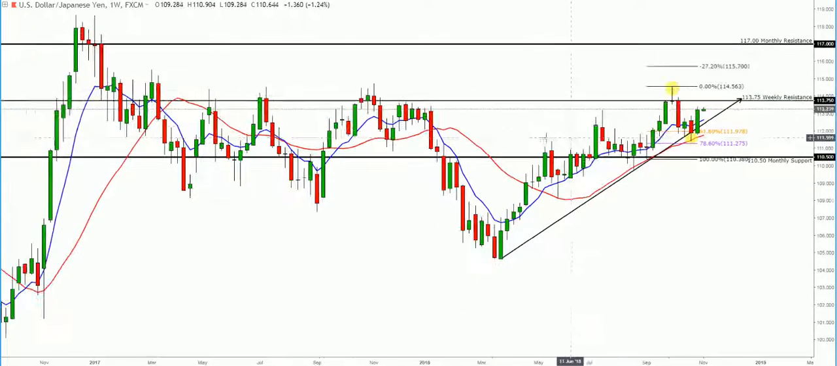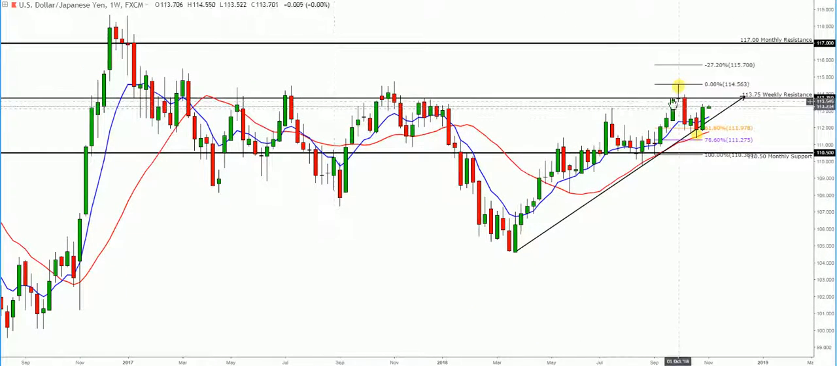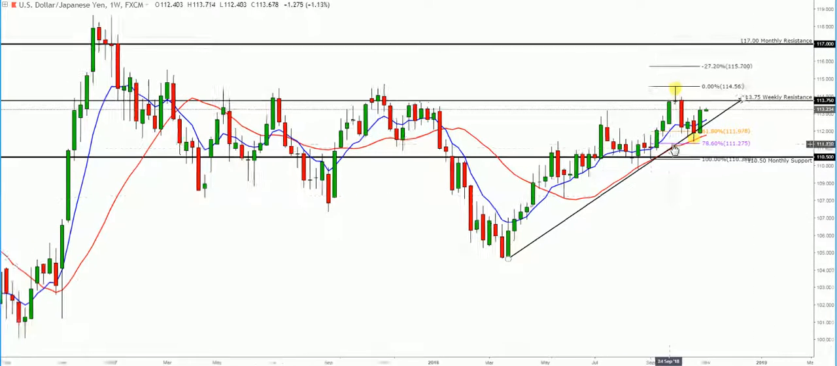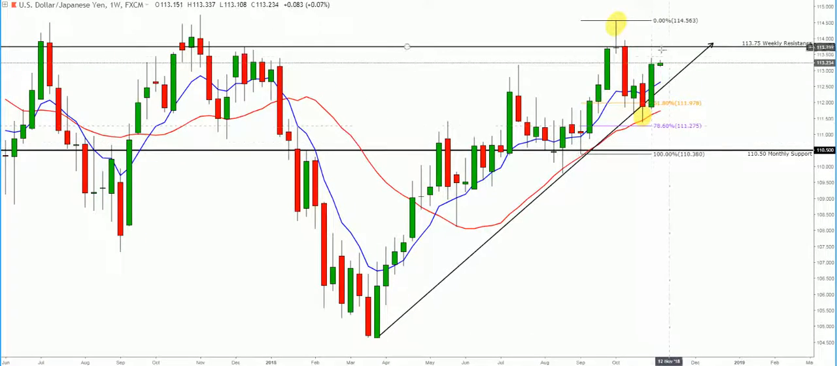So bear in mind the significance of this 113.75 level. As we approach it once more, you can see time and time again we've tapped that region and reversed. So if we do break that region, I do believe that we will push all the way up to 117. However, immediate targets are looking at that 113.75.